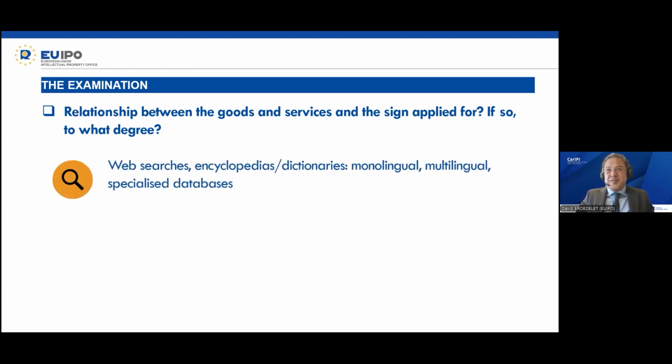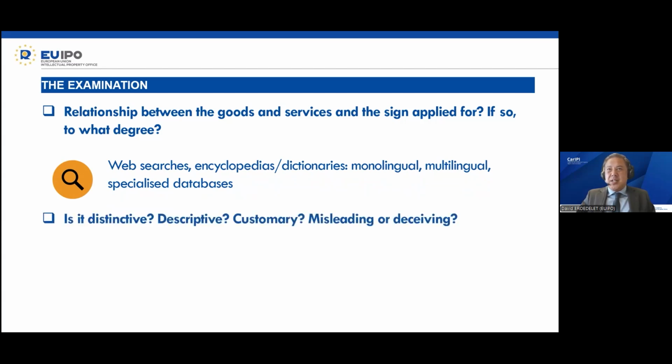So you can guess this is what we call descriptiveness. Is the sign descriptive? To do this, we simply go on the internet. We also look at dictionary meanings, and we look at the meaning of the word itself, but also if there is more than one meaning. We look at specialized databases, abbreviations, and we also look if it's distinctive, so descriptive or customary, misleading or deceiving. The deceiving part, I will show you an example later on.